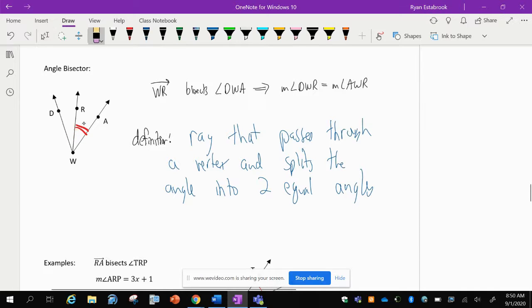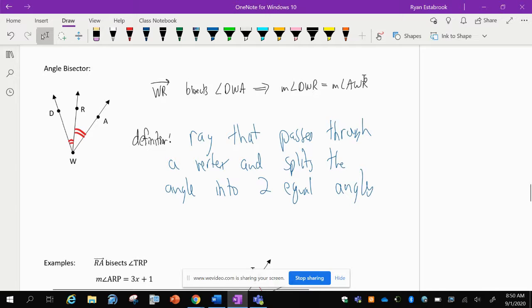If, go back here for a second, if this one only had 1 mark on it and this one had 1 mark on it, then yeah, I would say those 2 angles are equal to each other. If this one has a second mark and the other one doesn't, then it's not indicating that they're equal to each other. But in this case, again, we do have the angle bisector, so these 2 angles are equal to each other. Since WR bisects angle DWA, that means that these 2 smaller angles are equal to each other.